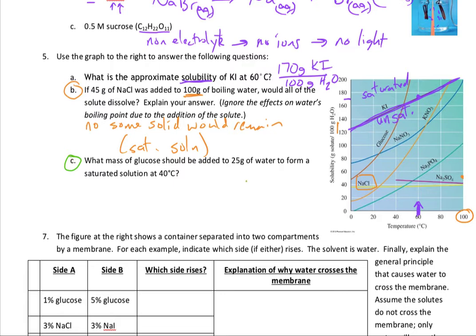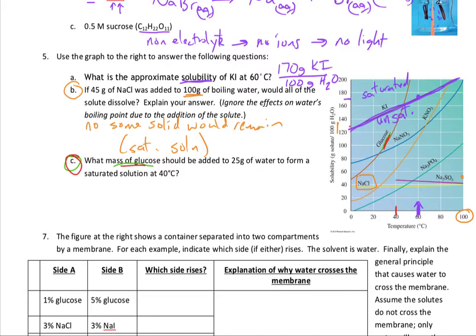Now, the last one here, we're going to have to do a little bit of math, because we want to know the amount of glucose, and glucose is on the list there. Actually, let me change to a different color. That's not showing up on that background too well. Okay, so we're dealing with 40 degrees Celsius, so we're on this vertical portion, and we want to know how much glucose we need to add to 25 grams of water to form a saturated solution.